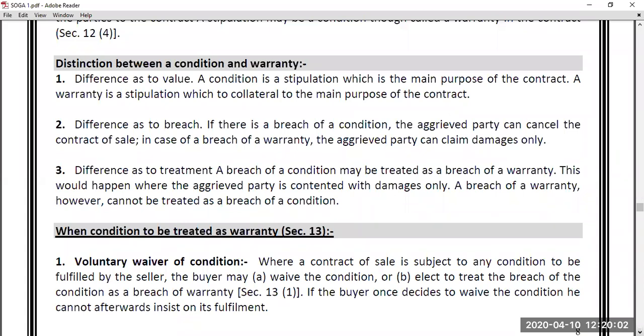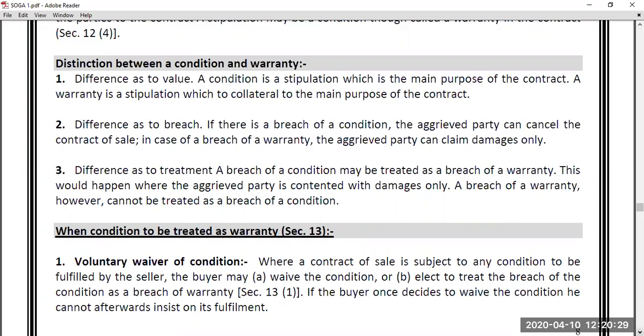And later on, that's why there is a difference as to breach. If there is a breach of condition, the aggrieved party can cancel the contract of sale, whereas in case of breach of warranty, the aggrieved party can claim damages. Only two major distinctions. I already gave you examples in which I also explained. These are the two basic distinctions between condition and warranty.